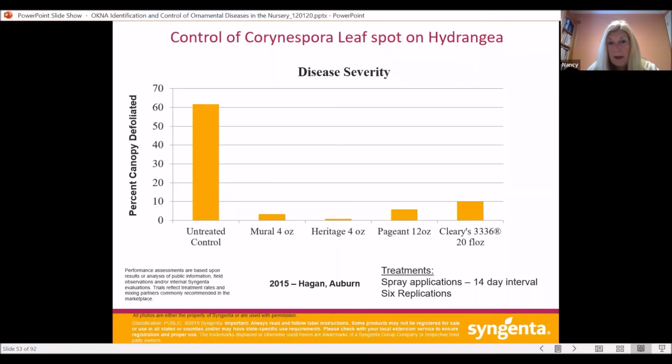Here's Corynespora. Again, great protection here with these products. Getting them on a 14-day interval. You don't have to get them on a 7. These newer products now are really providing longer control.